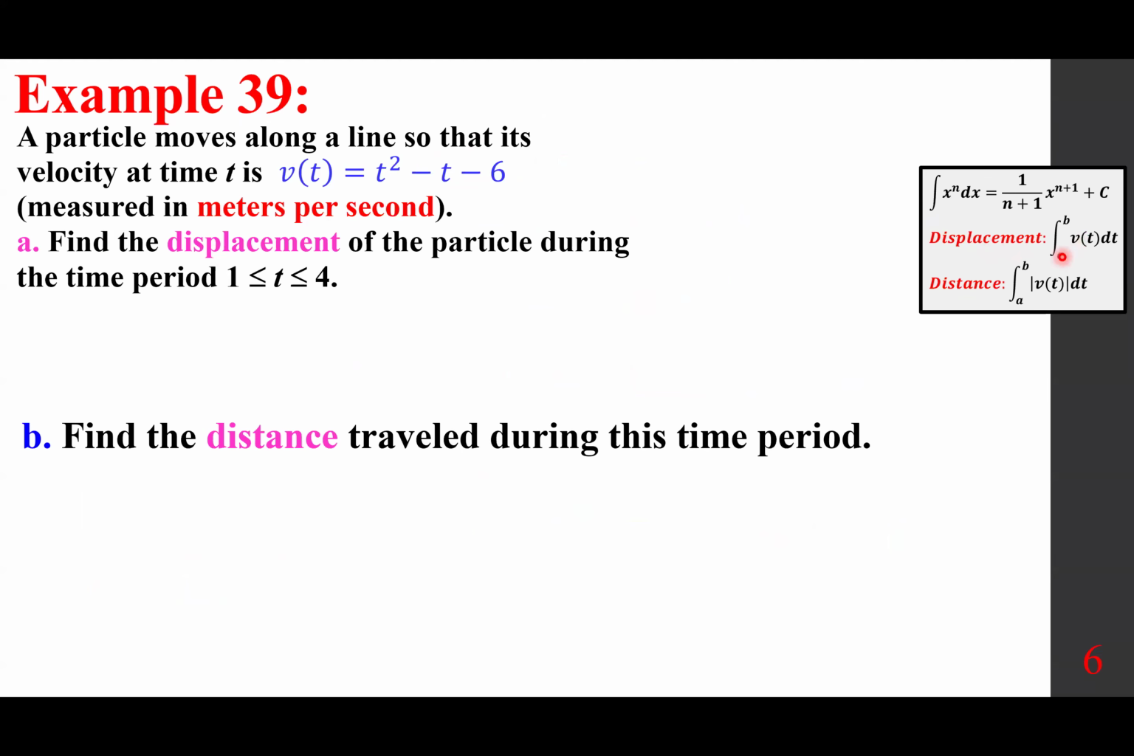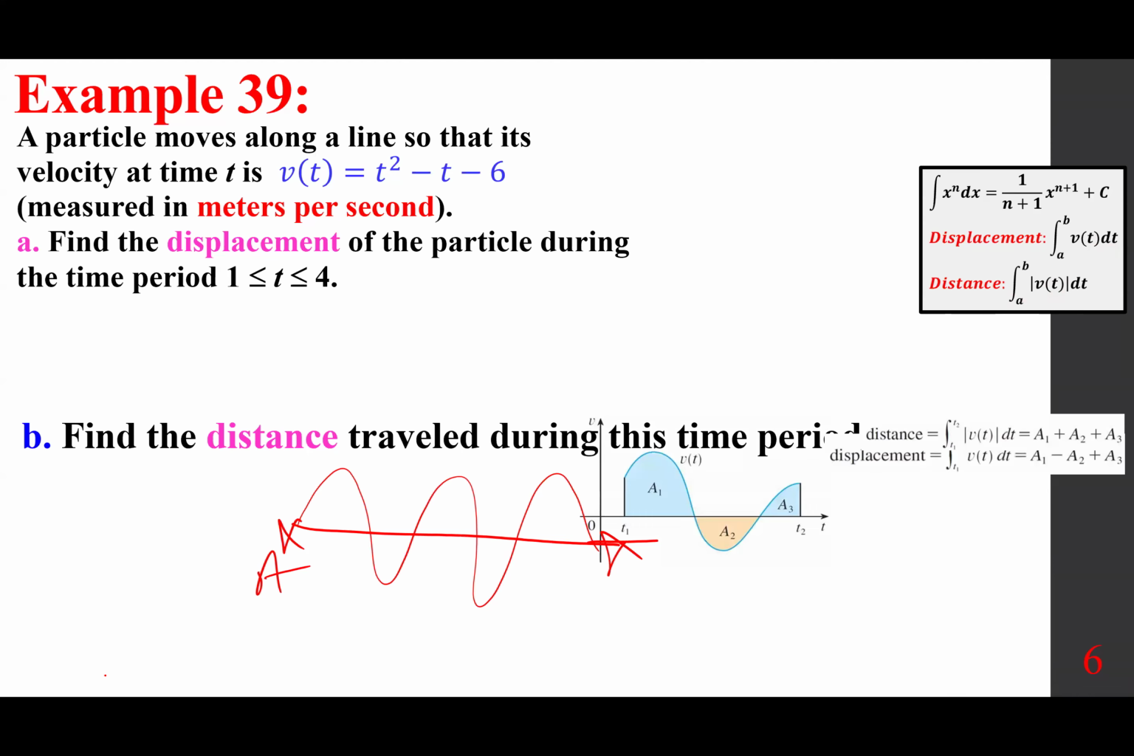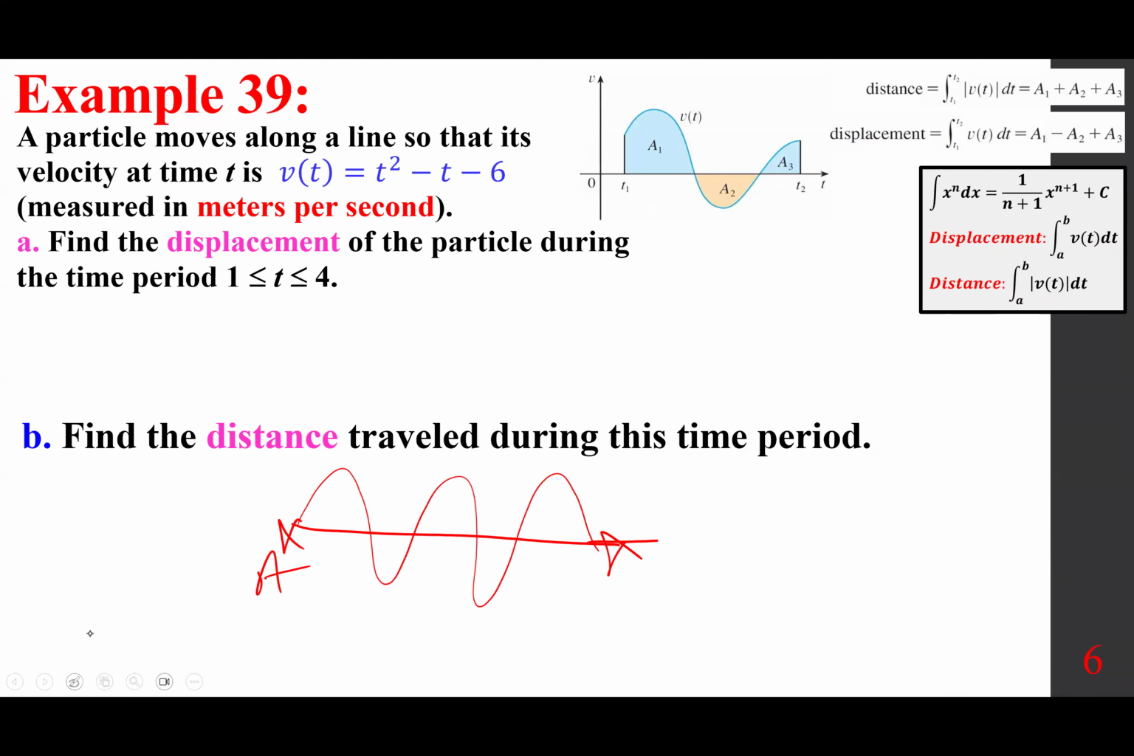Displacement is the integral from a to b of v of t dt, but distance is the integral of the absolute value. Because displacement, if you go from point A to point B, this is A, this is B, this is the displacement. But if you go like so, that is the distance, you have to add them up. So that's the concept.